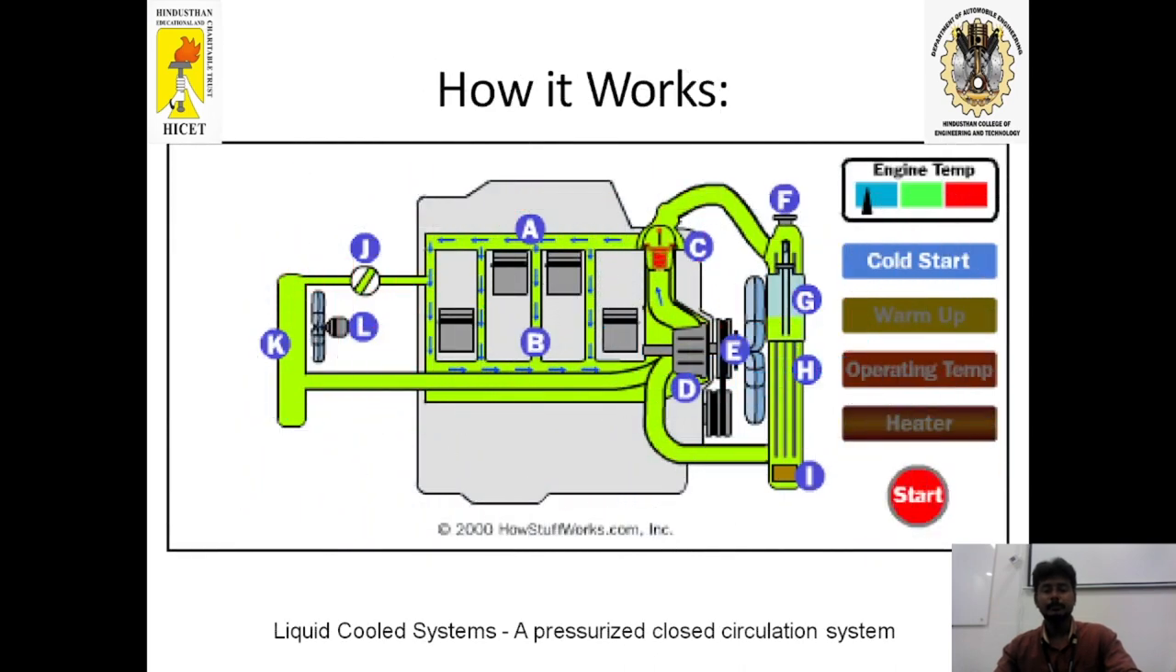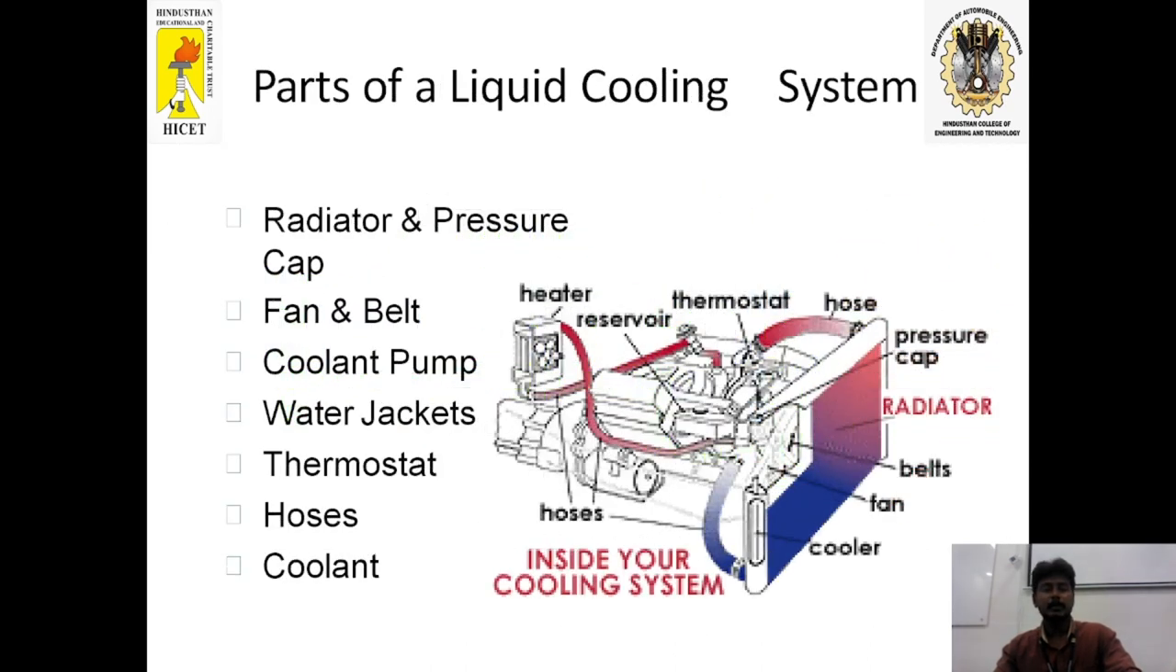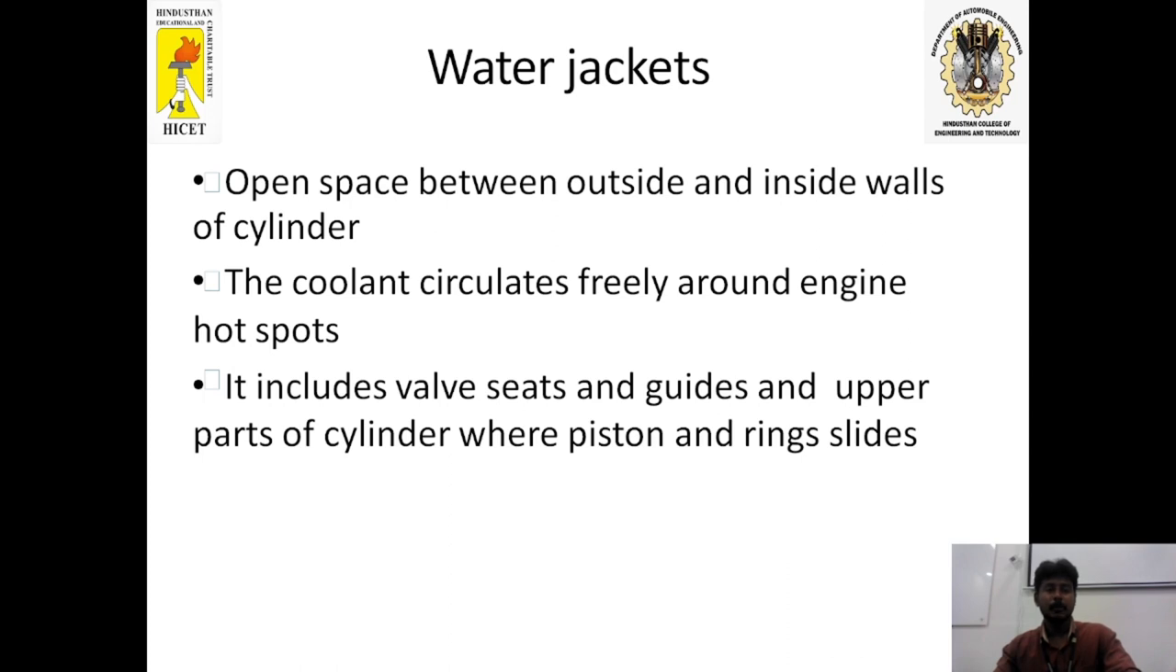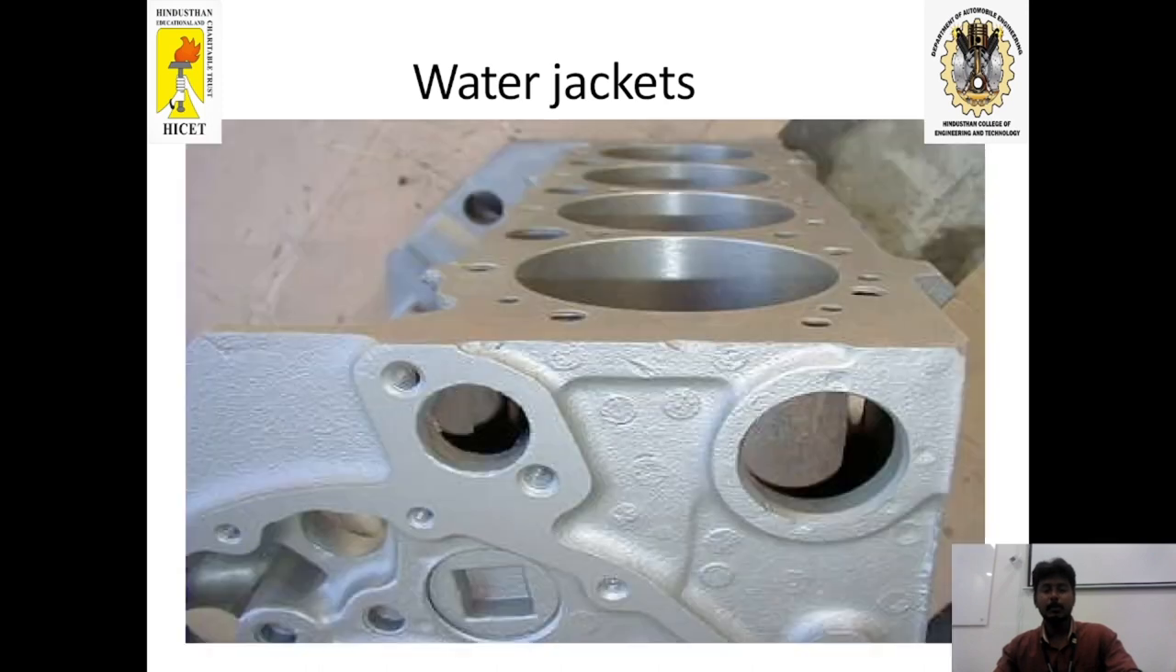How does it work? This picture represents how the liquid cooling system works. Before that, the parts of the liquid cooling system: radiator, pressure cap, fan, belt and coolant pump, water jackets, thermostat valve, hoses and coolants. Water jackets: open space between the outside and inside walls of the cylinder. The coolant circulates freely around engine hot spots, including valve seats and guides, and from the upper parts to the lower parts. This picture represents the water jackets.